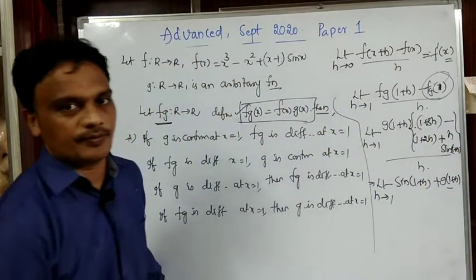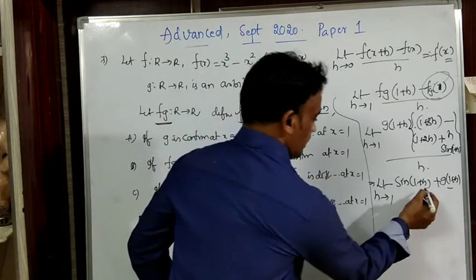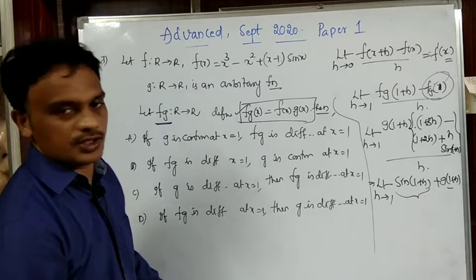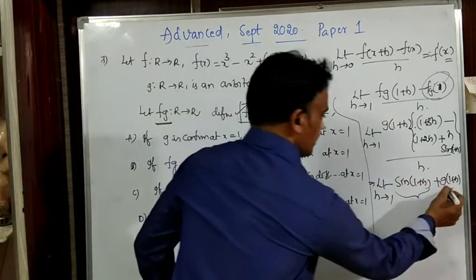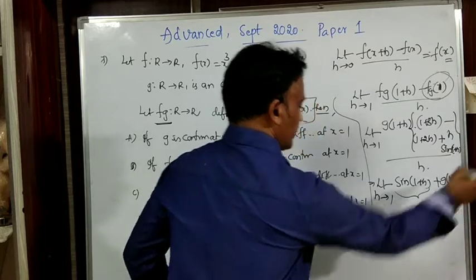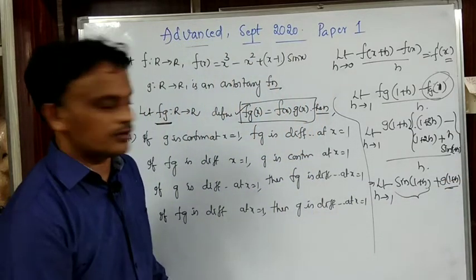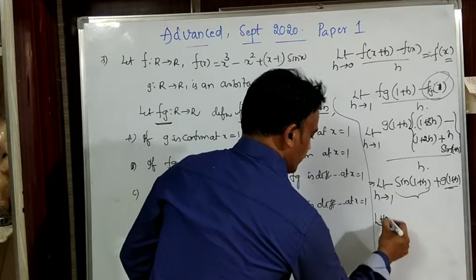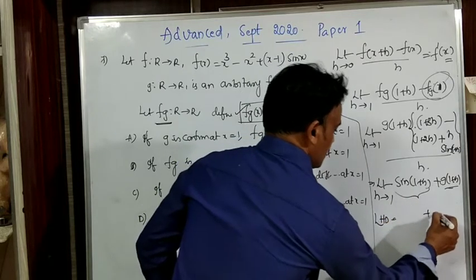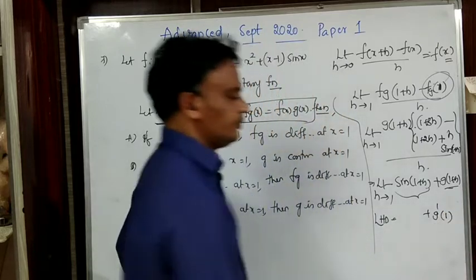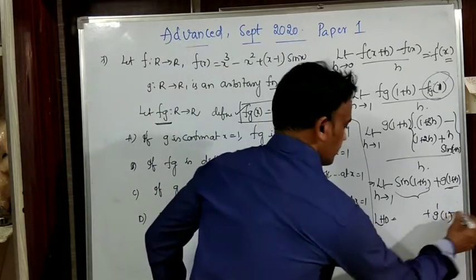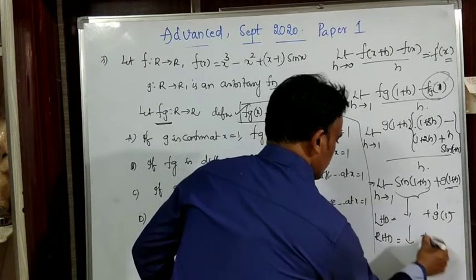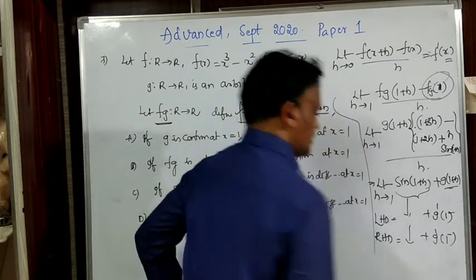Am I right or not? Very clearly, the limit as h tends to 1 gives sin of (1+h) plus g of (1+h), and here it is g of 1 plus and g of 1 minus. So that means the left hand derivative, LHD, I can write as this function plus g dash of 1 minus, and the right hand derivative, RHD, this function plus g dash of 1 plus.